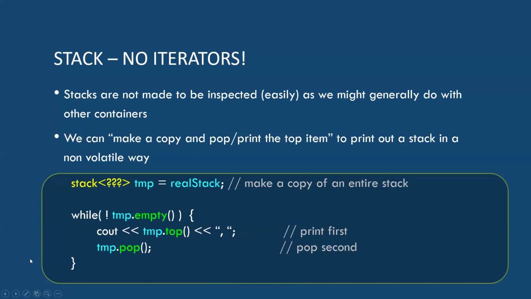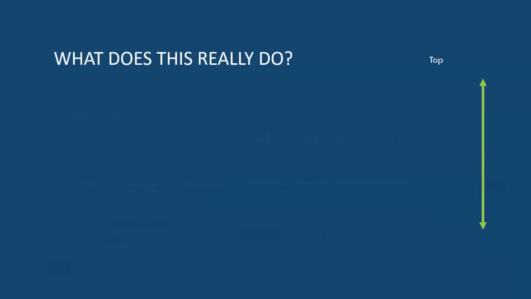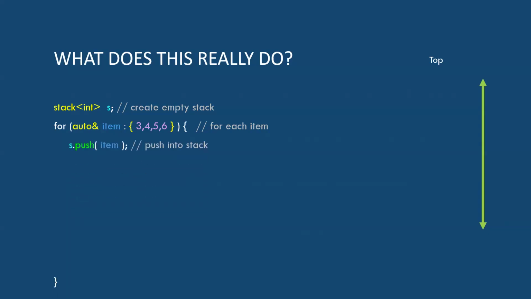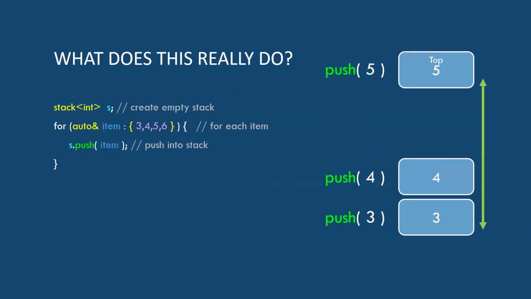Most of the time, we don't need to do this. But since we're just learning, we'll write some functions to help us visualize the stack while we're working on it, okay? But there are no iterators or range-based for loops that will allow us to walk through that stack, okay? So let's take a look at some interesting aspects of the stack. So if I do this, right, for auto& item 3, 4, 5, 6, it's going to push them in the stack this way, okay?